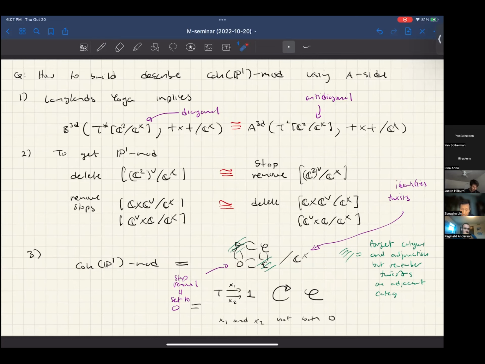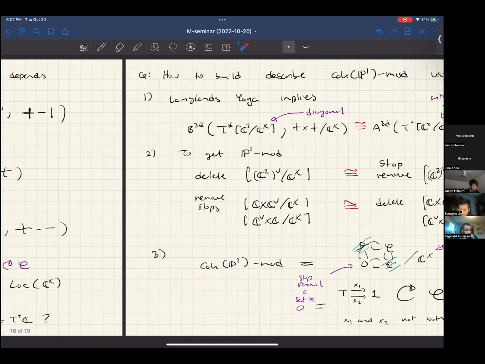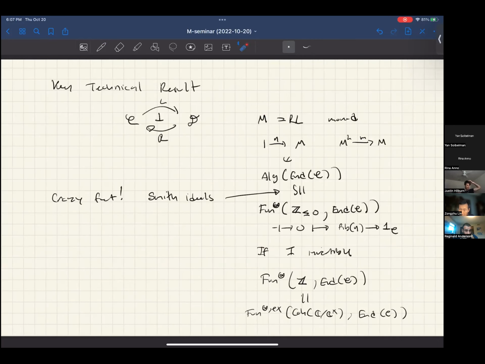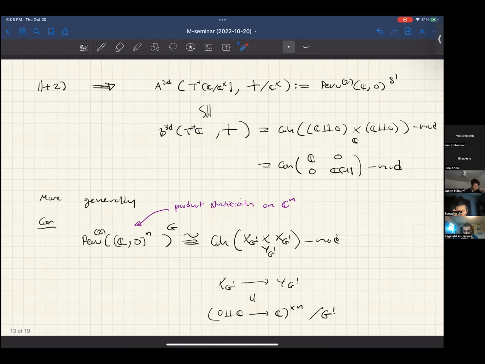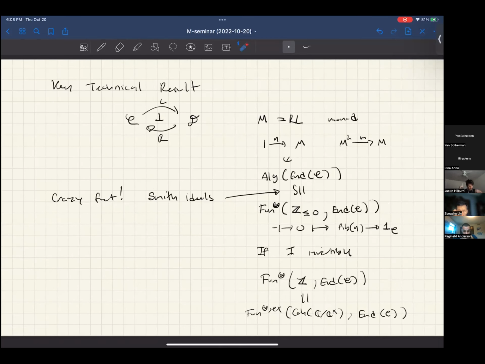Here's a way more complicated example where I show you how to build coherent sheaves on P1 using the A side, but I think that's too complicated. So let me just tell you about the key technical result that makes this whole thing go. The question is, how do you prove this equivalence between perverse sheaves on C with a singularity at the origin and this weird Orinkin category? And the key result actually uses something really wild called Smith ideals.